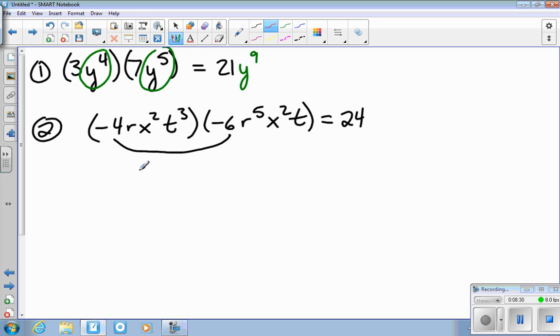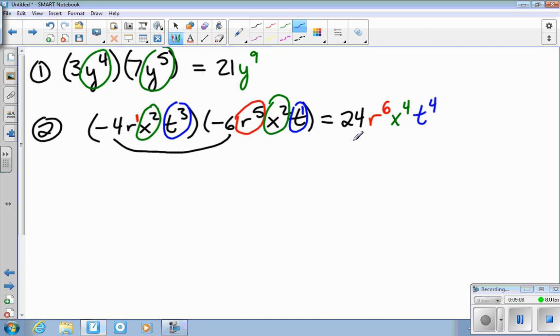Then look at all your like variables. I see an r, but this r doesn't seem to have an exponent, which means it's really r to the 1st. And I have an r to the 5th here as well. So 1 plus 5 is 6, so I get r to the 6th. Then I see an x squared and another x squared. X squared times x squared. Add those exponents and you get x to the 4th. T cubed, and then look, a t that doesn't have an exponent. What exponent is there? Hopefully your answer is 1. And you get t to the 4th. So your final answer is 24, r to the 6th, x to the 4th, t to the 4th.